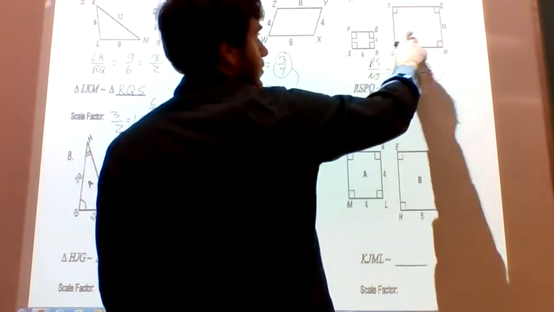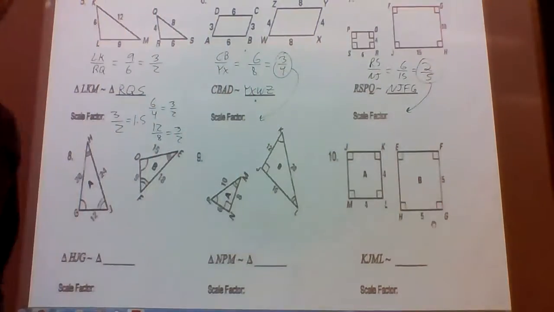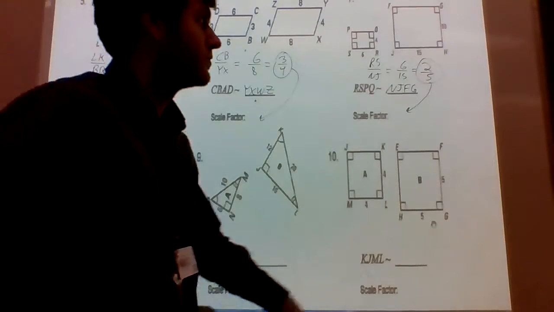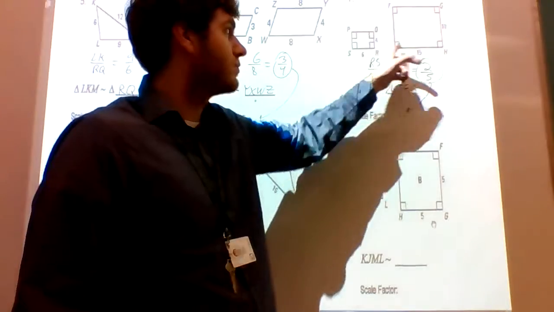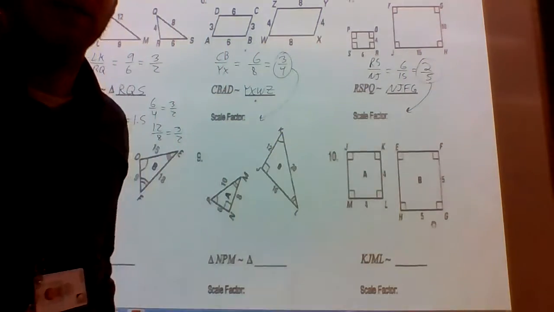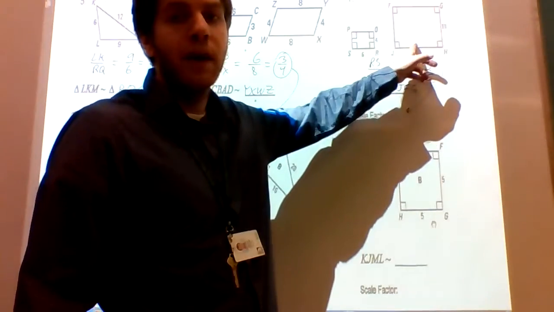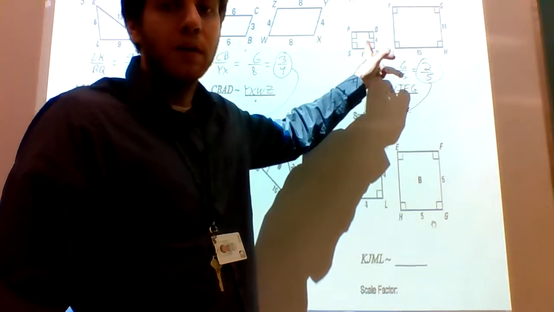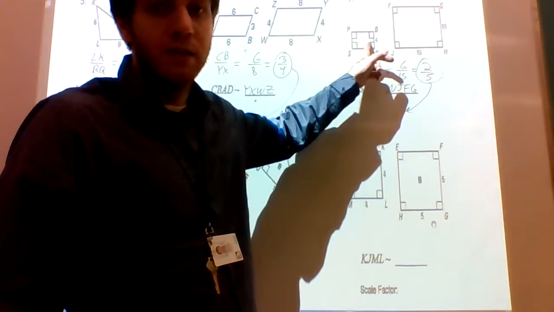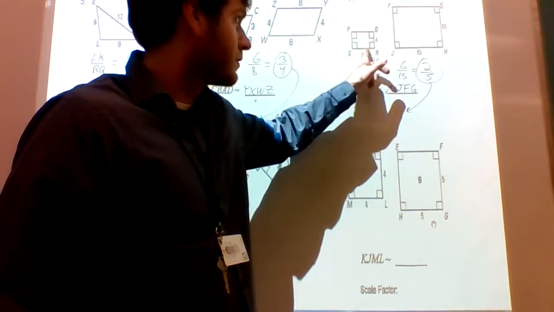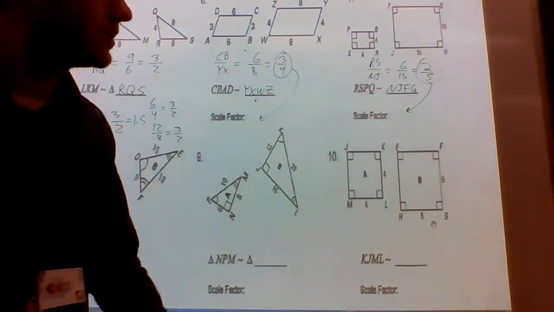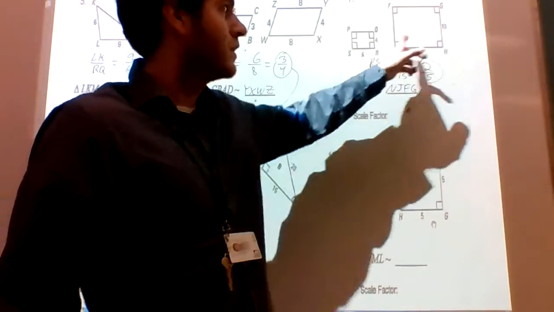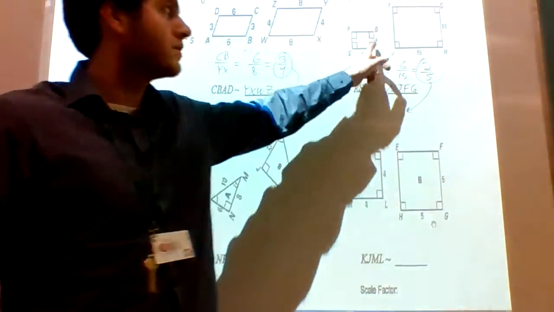We could also have done 4 divided by 10, which would have given us 2/5. We could have done 10 divided by 4, which would have given us 5/2, or we could have done 15 over 6, which also would have given us 5/2. So this one is 5/2 times as big as this one. All the sides are. And the sides of the first one are 2/5 the size of the large one. So 15 times 2/5 is 6. 10 times 2/5 is 4.